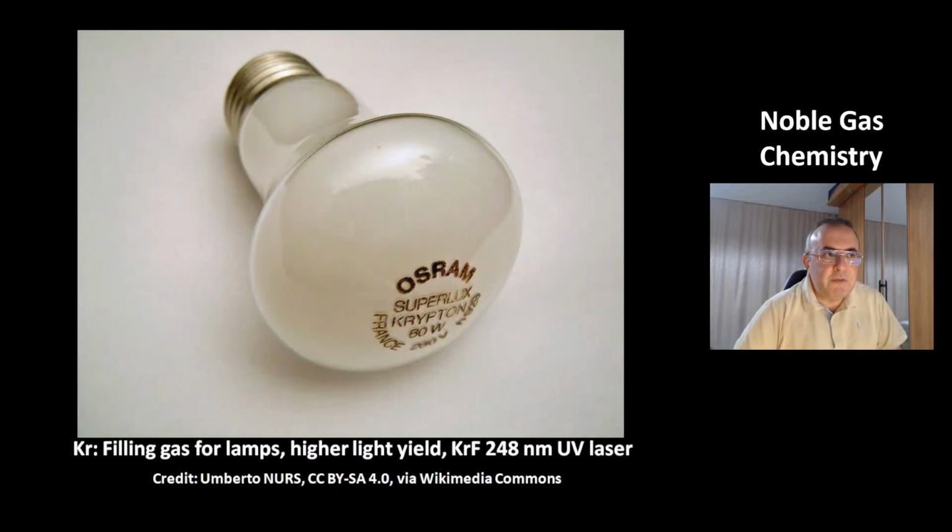This is an example of krypton. It is a filling gas for lamps. This gives you a higher light yield. And the krypton fluoride laser gives you UV light with a 248 nanometer wavelength.